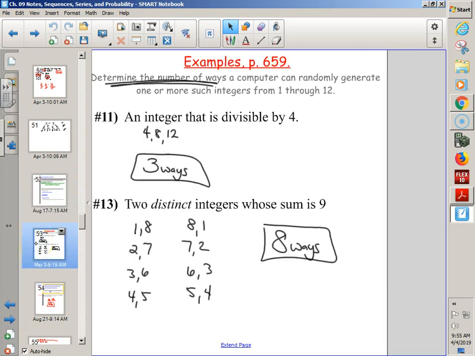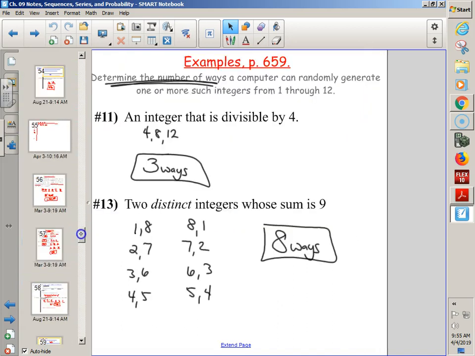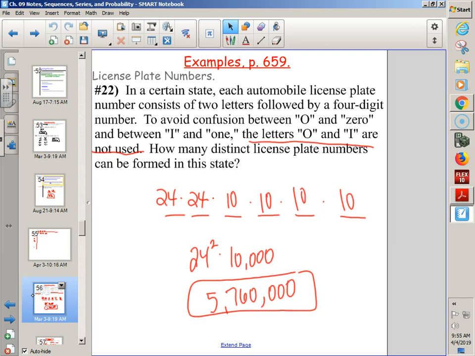So why are these big numbers? 3 ways, 8 ways, 676 ways. Are we doing probability yet? 5,760,000 possible outcomes, or maybe total outcomes that fit certain conditions.